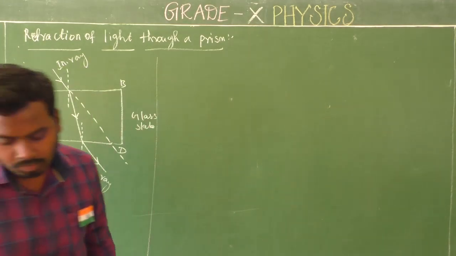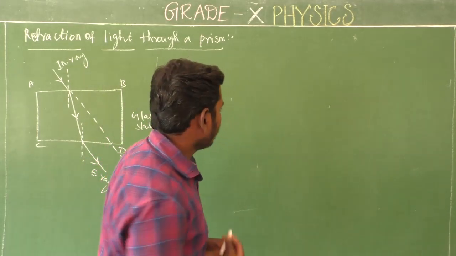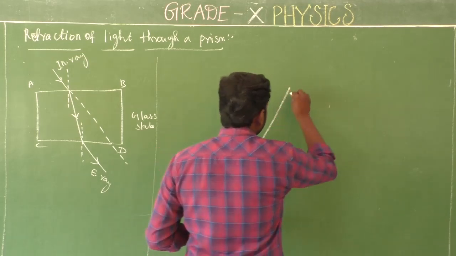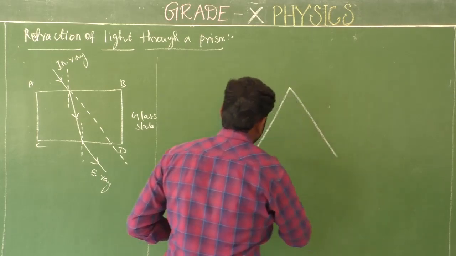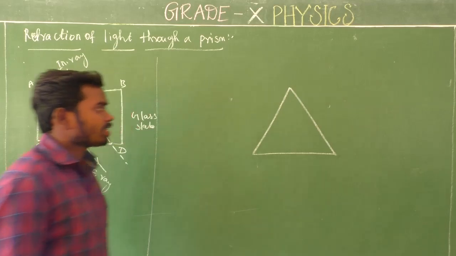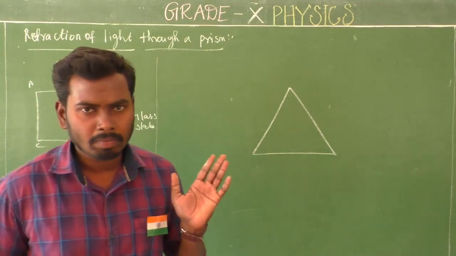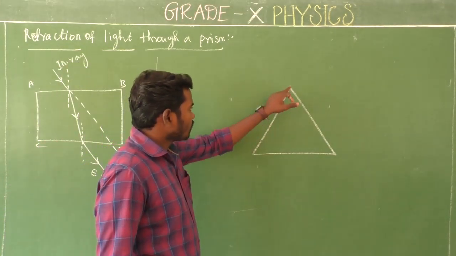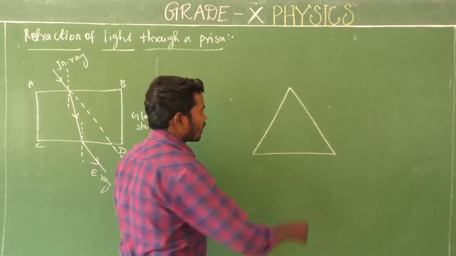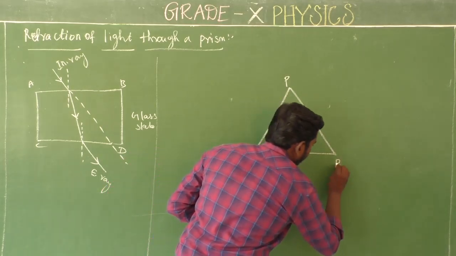Okay, consider a triangular glass prism. Yes, this is a glass prism. Generally, we say that it is a prism. Is it clear? Look at here. Mention the names of the faces of the glass prism. Consider this is P, then this is Q, and this is R.